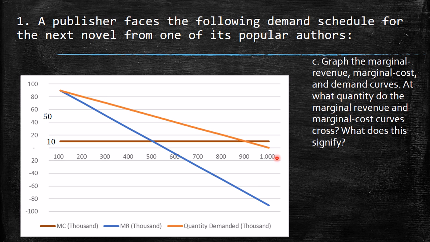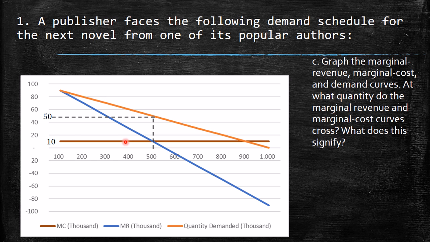Then, at what quantity do the marginal revenue and marginal cost curves cross? What does this signify? So here we have that the marginal revenue and the marginal cost cross when the quantity is 50. And remember, this is the maximum benefit that the firm, the monopolist, the publisher has. So this is an important part. How can we understand that?